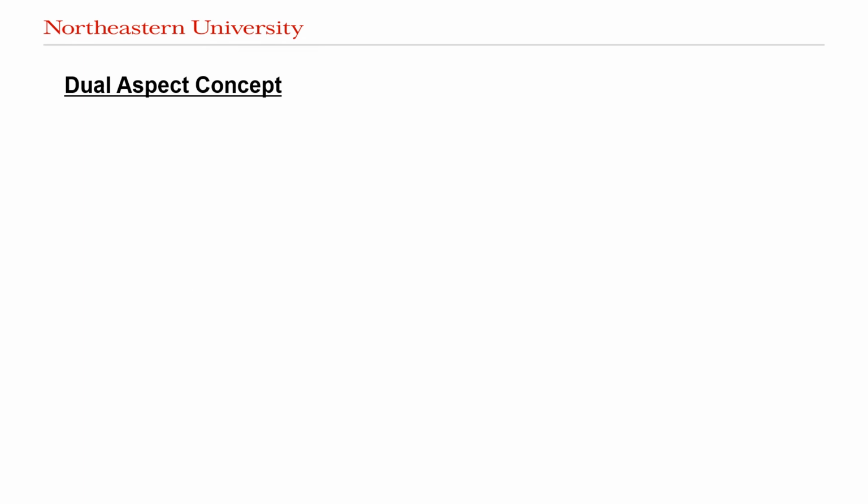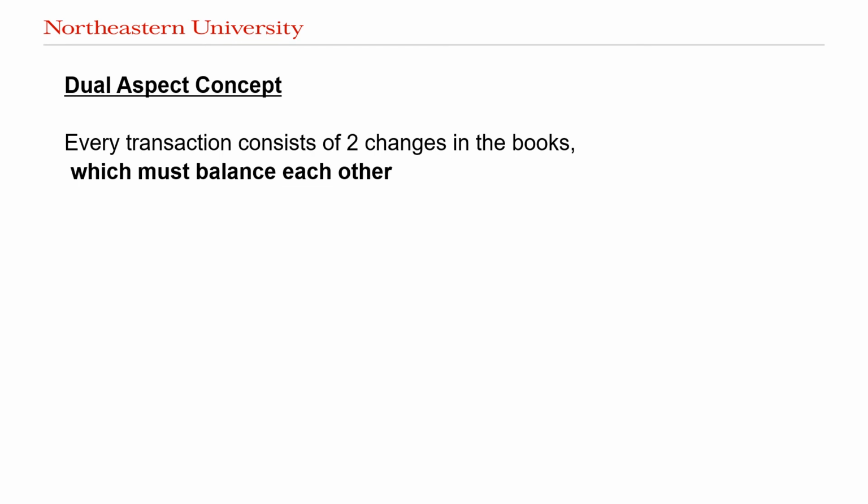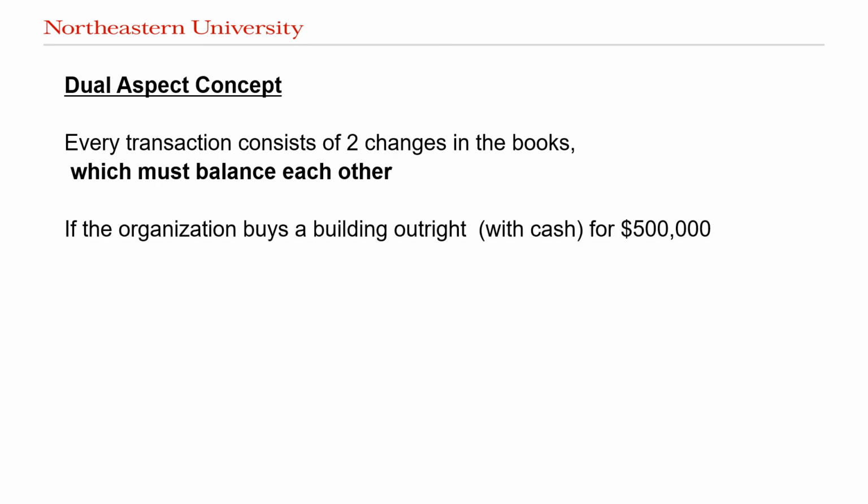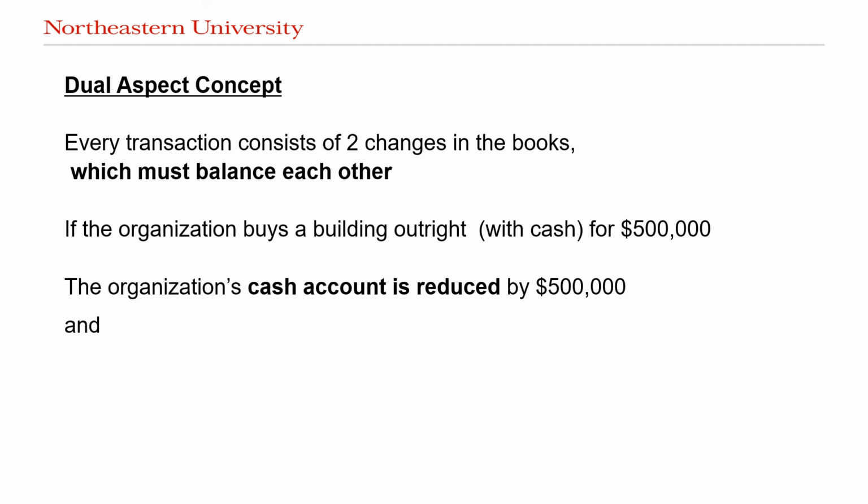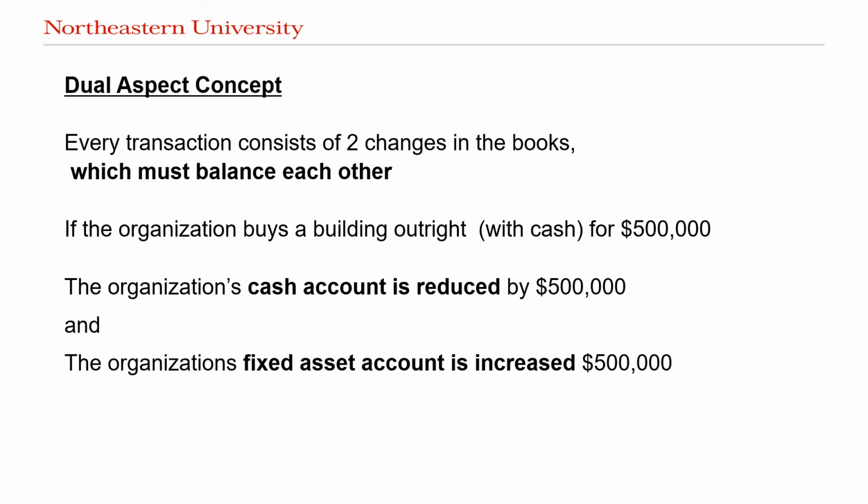Another concept is called the dual aspect concept. And this means that every transaction is going to consist of 2 changes in the books, which must balance each other. For example, if an organization buys a building outright for $500,000, their cash account is going to be reduced by $500,000, and their fixed assets are going to increase by $500,000.